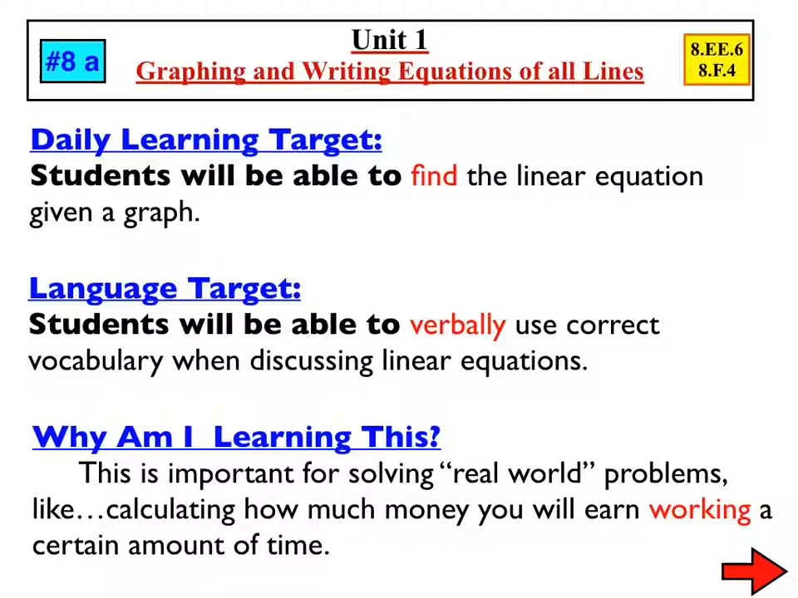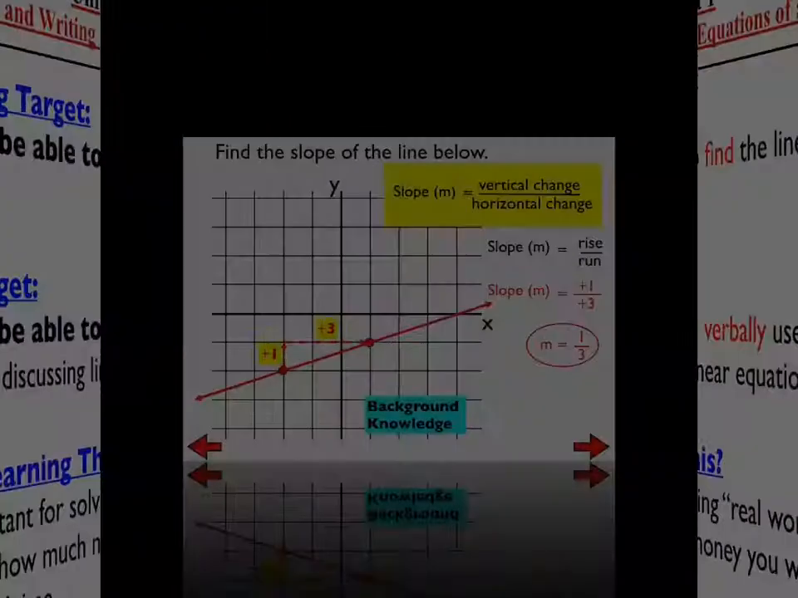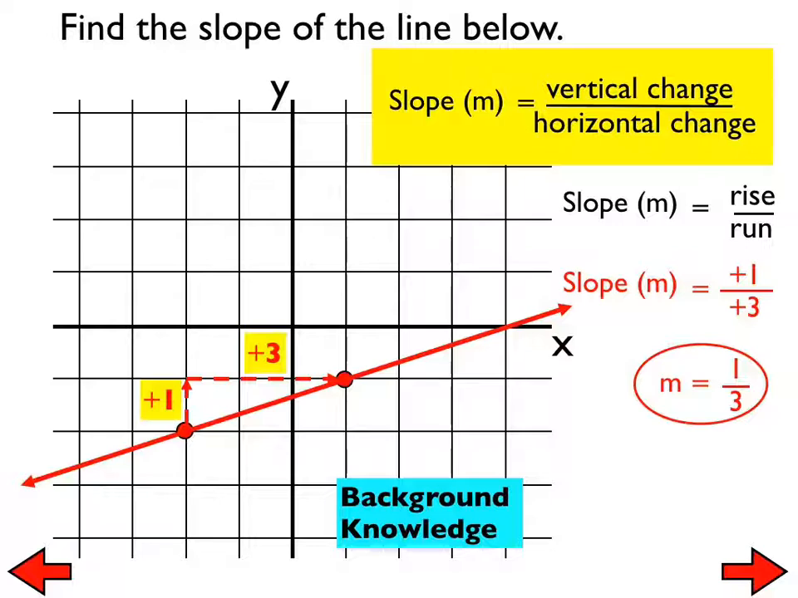So today, lesson 8a, graphing and writing equations of all lines. And in some respects, we're just sort of putting together everything that we've been doing in this unit, including working backwards and finding the linear equation, giving a graph, and verbally using correct vocab when discussing a particular linear equation that you're working on. So, a quick review of all the things that we've been working on.